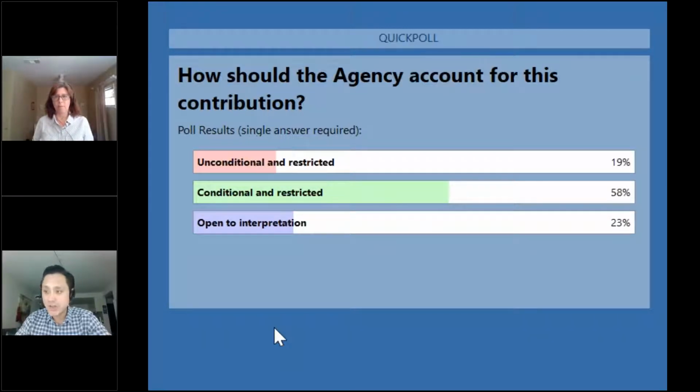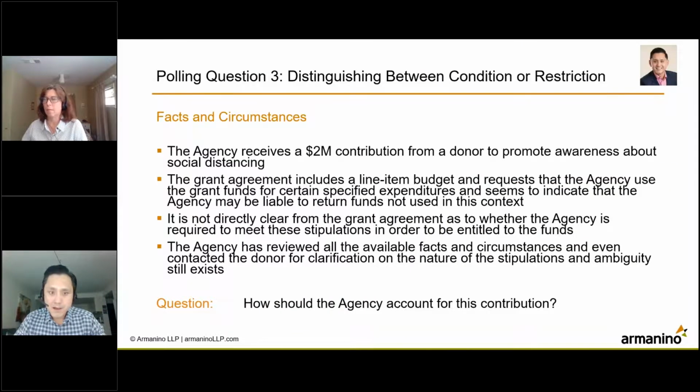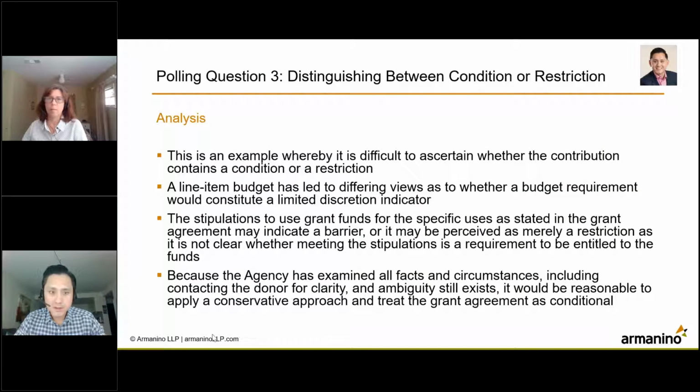As I mentioned earlier, you have the same agreement reviewed by a room of CPAs and accountants, and some say it's unconditional because a line item budget is generally not an indicator of a condition. Some may say it's conditional because we've exhausted all our resources and looked at all the facts and circumstances, and there's still some ambiguity, and some may fall in the middle and say we just need more information. So let's go to the analysis, Marie.